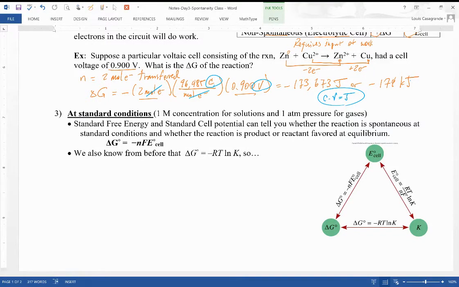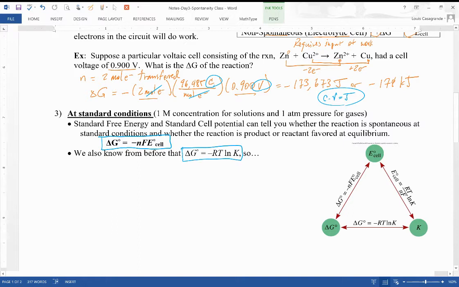We're also going to see that there's going to be a time when we're going to standardize. It's not standard conditions, but standardize on 25 degrees C to help you guys out with some of those calculations. So just putting the standard conditions on, we're going to put the naught in there, and we come up with the first equation that's on your reference chart: delta G naught is negative NF E naught for the cell.